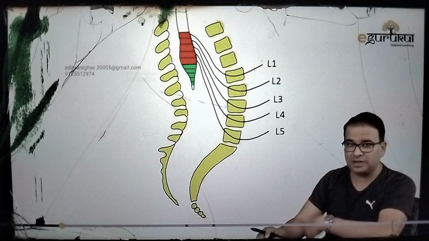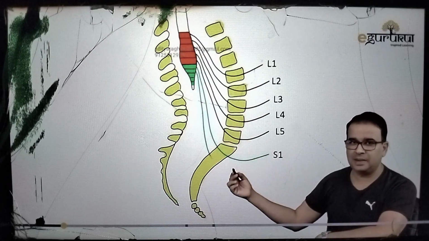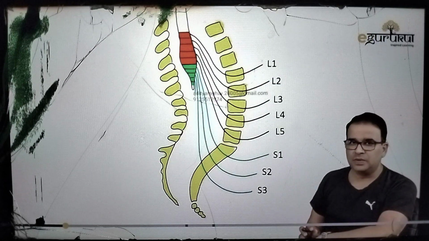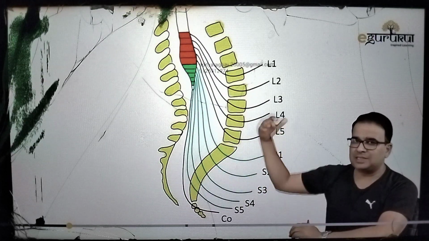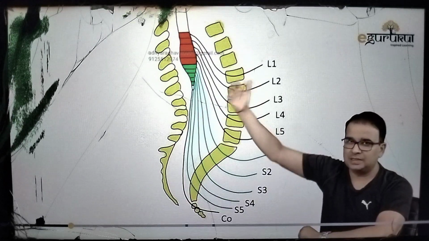The sacral nerves have to go even further downward. So you can see the first sacral nerve there. Here's the second, third, which is seen in the spinal cord and the vertebral column.